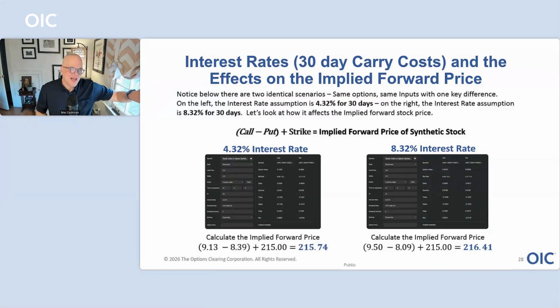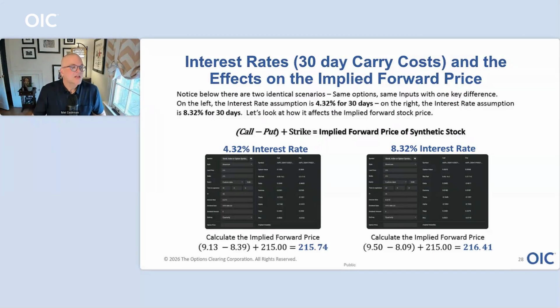On the left-hand side, and these are both from the options calculator on the OCC's options calculator page, so if you want to use it, go check it out. It's actually one of our most used tools, and it's a fantastic tool. On the left, I have all of the same inputs for strike price, stock price, and how long we have till expiration. The only thing I changed between these two is that on the left we have a 4.32% interest rate, and on the right we have an 8.32% interest rate over the course of a 30-day option.